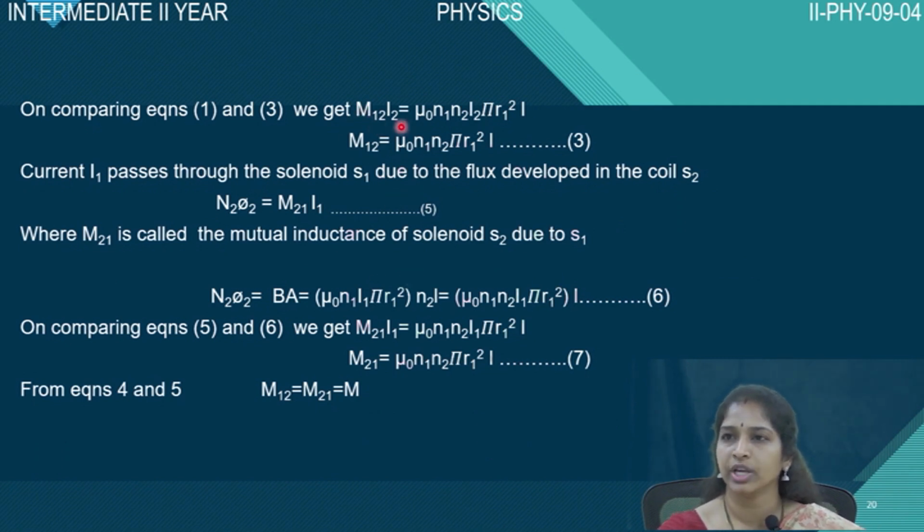M12 I2 equals mu naught N1 N2 I2 pi R1 square L. So on the LHS we have I2 and on the right hand side also we have I2. So these two will get cancelled. On simplifying this equation, we get M12 equals mu naught N1 N2 pi R1 square L. Consider this as equation number 3.